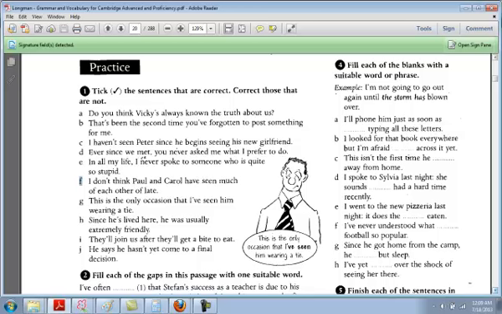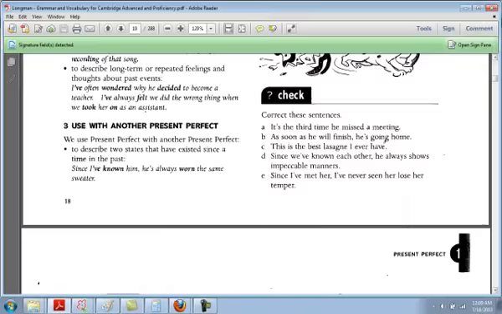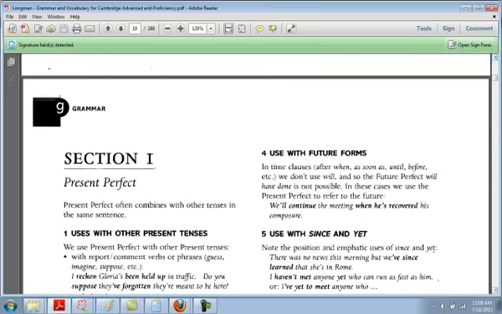They'll join us after they'll get a bite to eat. They'll join us after they've got a bite to eat. Why? Let's see another case of using present perfect. When we have to use it in time clauses: after, when, as soon as, until, before. We don't use will, and so the future perfect will have done is not possible in time clauses. Remember that. In these cases, we use the present perfect to refer to the future. We'll continue the meeting when he's recovered his composure.